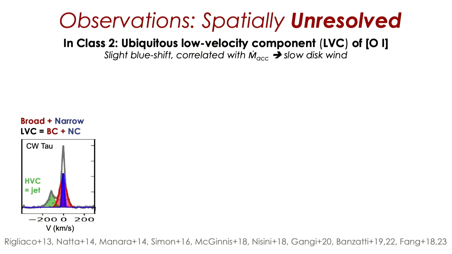We also have unresolved evidence for disk winds in the Class II stars, where the accretion rates are lower and everything is fainter, but we can still see a ubiquitous low velocity component in the spectrum of the oxygen I line. This is an example here of CW Tau. In the [O I] profile, you can see a high velocity component that is tracing the jet, but you can also see this low velocity component. This low velocity component is slightly blue shifted and correlated very tightly with the accretion rate, so this is strong evidence for a slow disk wind.